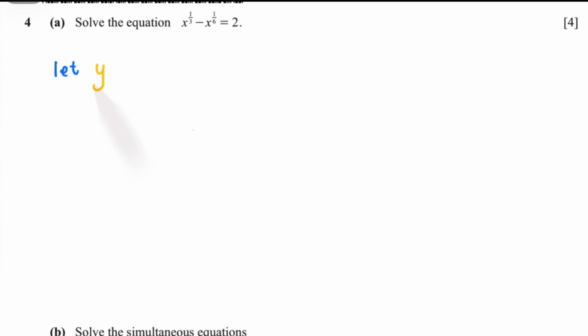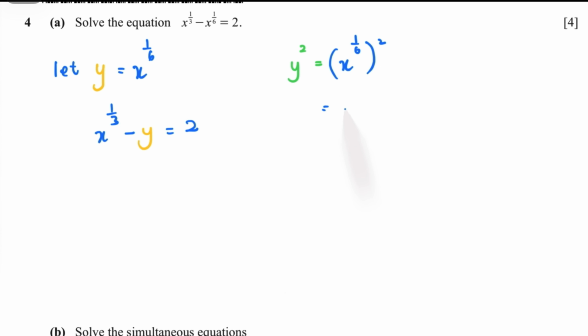Substitute y equal to x to the power of 1 over 6, and let's rewrite the equation: x^(1/3) minus y equal to 2. Now we know y to the power 2 will be equal to (x^(1/6)) to the power 2. 1 over 6 times 2 will give us 2 over 6. Simplify 2 over 6, that is 1 over 3. Let's substitute that: y squared minus y equal to 2.